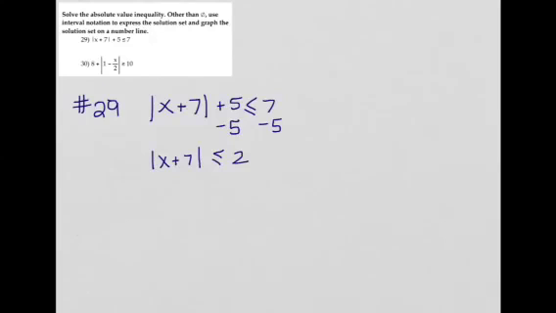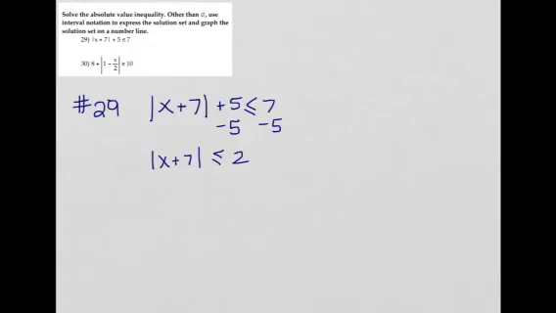Now, is that possible? You want to stop and ask, is this possible? The absolute value has to be a positive value. If it was, say, the absolute value of x plus 7 is less than or equal to negative 3, then you would say, well, that's not possible and there is no solution. So in this case, this is possible.